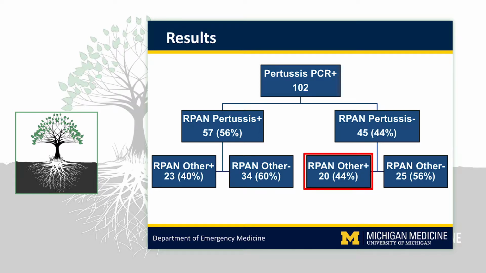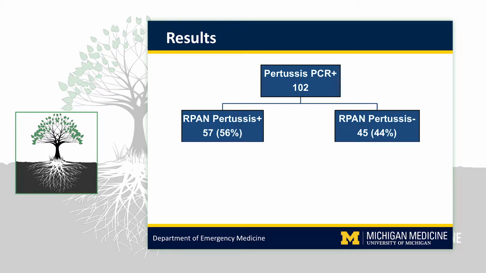Specifically, the pathogens found on RPAN in this group were adenovirus, coronavirus, human metapneumovirus, parainfluenza virus, rhinoenterovirus, and RSV. So a big number of different viruses. But what about the rate of co-infection in all of the pertussis PCR positive patients?